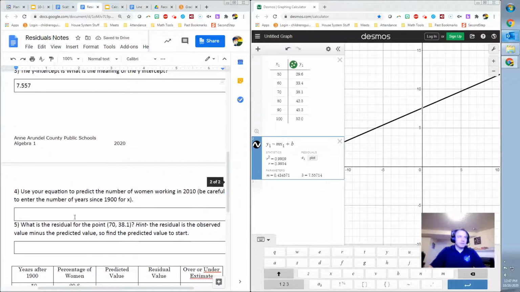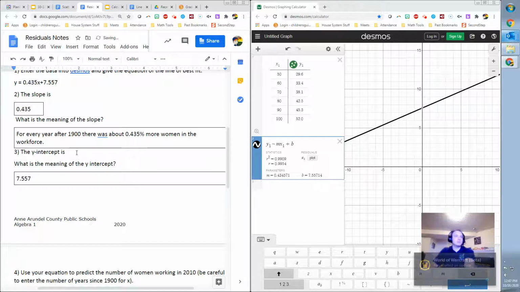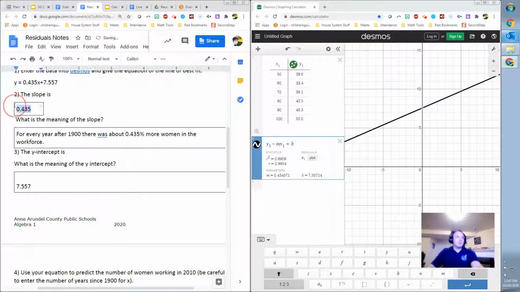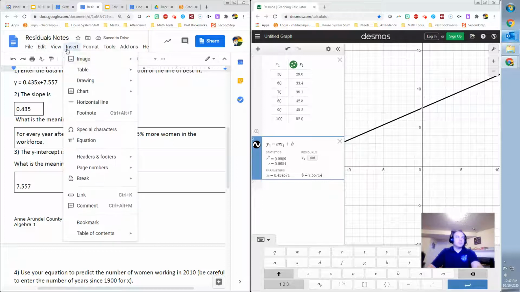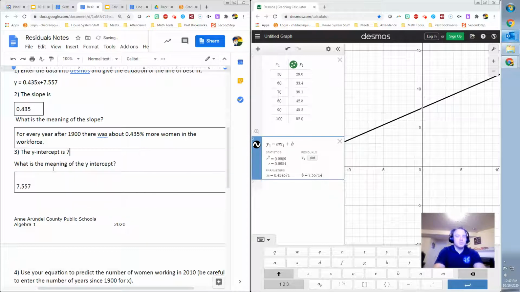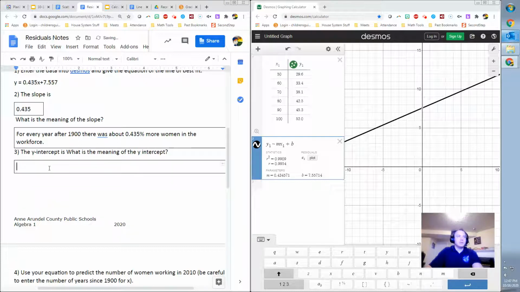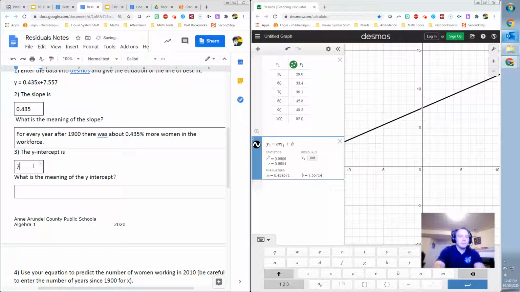It's probably going to ask us, what is the meaning of the y-intercept? I'm going to have to edit this document here because it should have something like this for the y-intercept. So this is the y-intercept. I'll insert a table here real quick. 7.557 is your y. That's really weird. There was a table, wasn't there? I deleted it. That's what happened. 7.557.